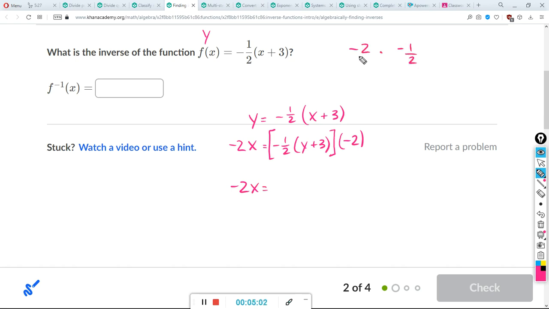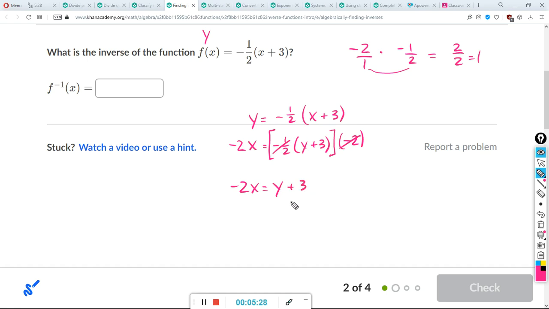Negative 2 is the same as negative 2 over 1. So negative times negative is positive. 2 times 1 is just 2, and on the denominator, 2 times 1 is just 2, and that equals 1. So the negative 1/2 and the negative 2 is just 1. That cancels out, and we're left with y plus 3.